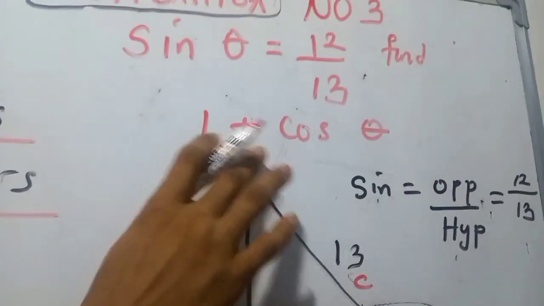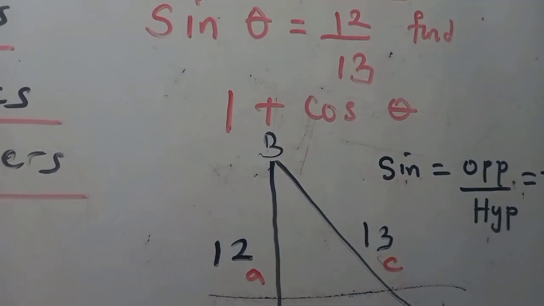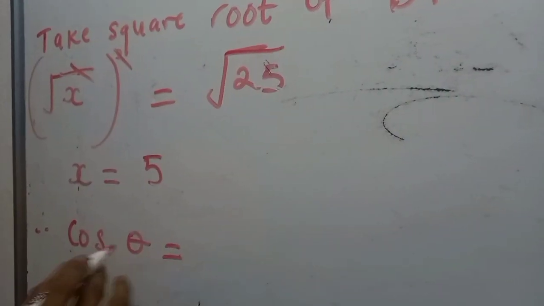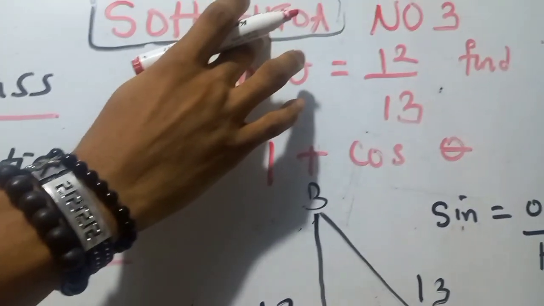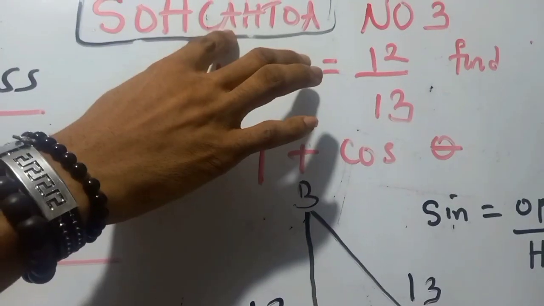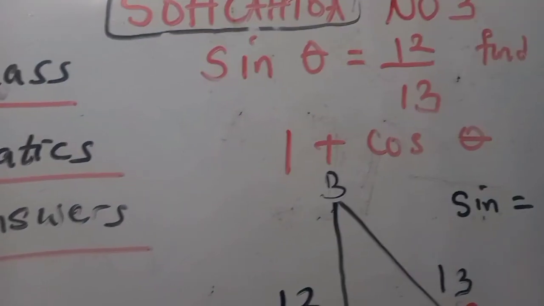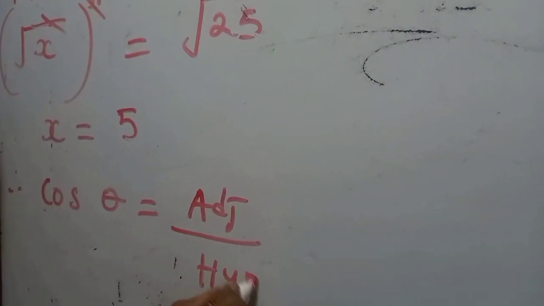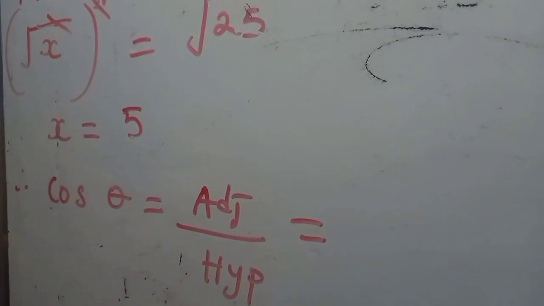We now go back to the question, which says one plus cos theta. We don't know what cos theta is yet. So we say cos theta simply means adjacent over hypotenuse. That is what cos theta means. Being that adjacent over hypotenuse equals, now we come back to our diagram.